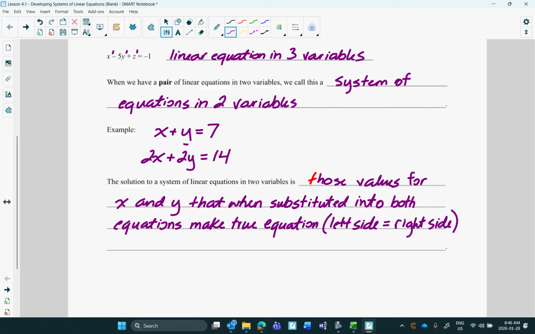You don't have to memorize these terms. I just want you to be familiar with what I'm talking about when I talk about a linear equation, or when I talk about a system of equations.